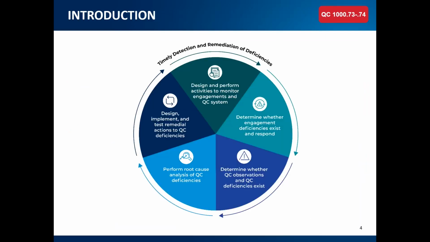In our previous staff presentations, we focused on how to design and perform activities to monitor engagements and the QC system, how to determine whether engagement deficiencies exist and how to respond to them, and how to determine whether QC observations and QC deficiencies exist. Today's presentation will focus on performing root cause analysis on QC deficiencies and designing, implementing, and testing remedial actions. Okay, let's get started by discussing performing root cause analysis on QC deficiencies.